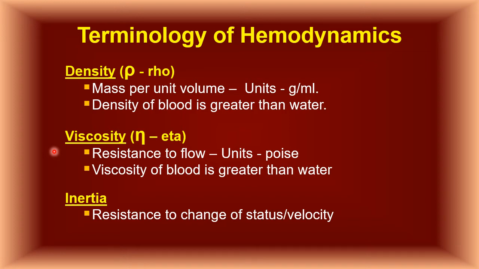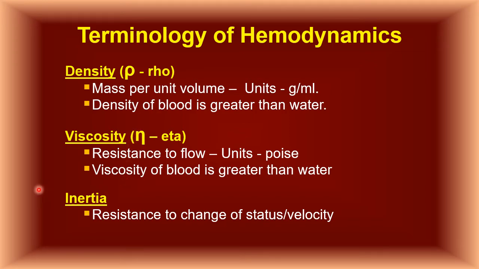So it is the resistance to the flow, the stickiness between the particles, the bonding between the particles, right? And the unit is called POISE, P-O-I-S-E. And of course, the viscosity of blood is more than that of water because, again, of its components. Viscosity is given the Greek letter eta. This is the eta, how it looks. So we have density, rho, and viscosity, eta, and this is the letter given for viscosity.